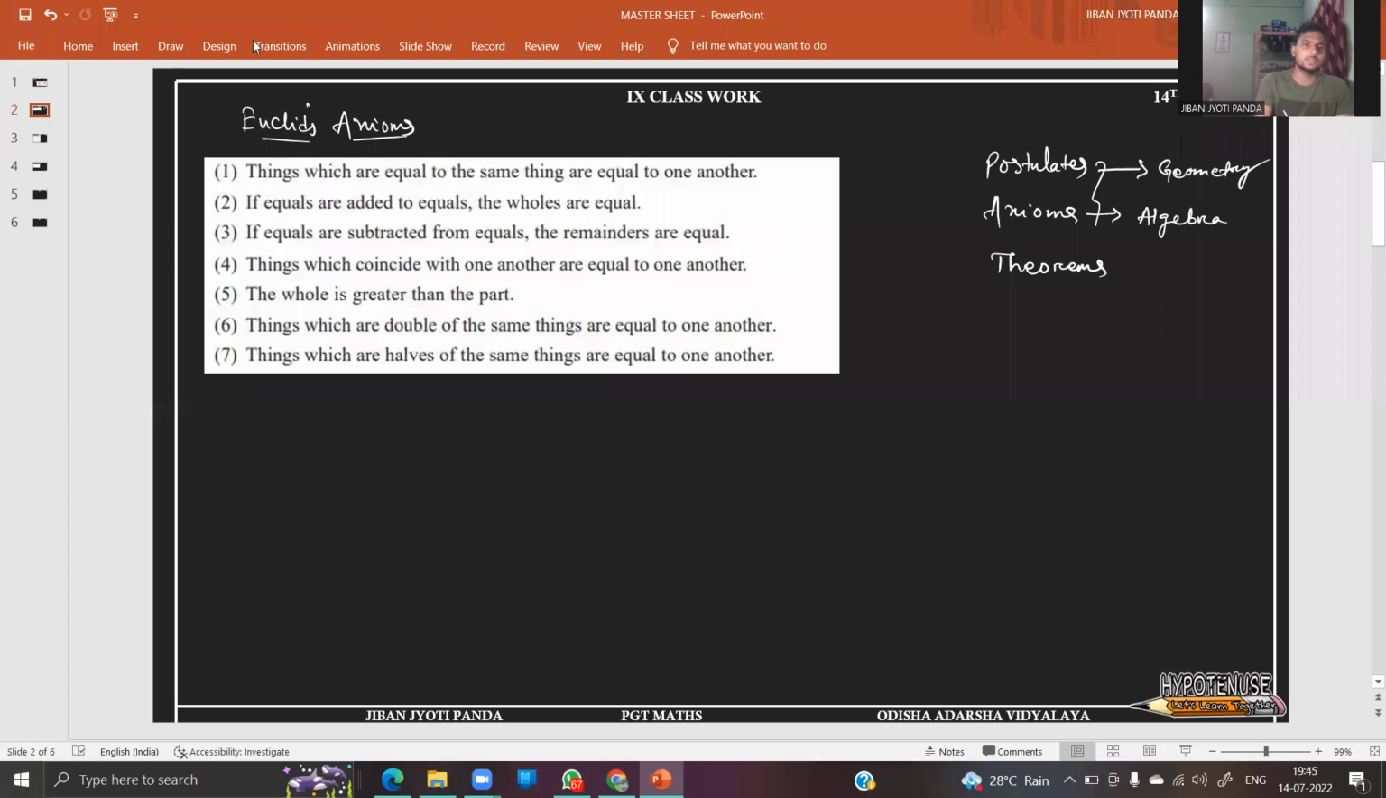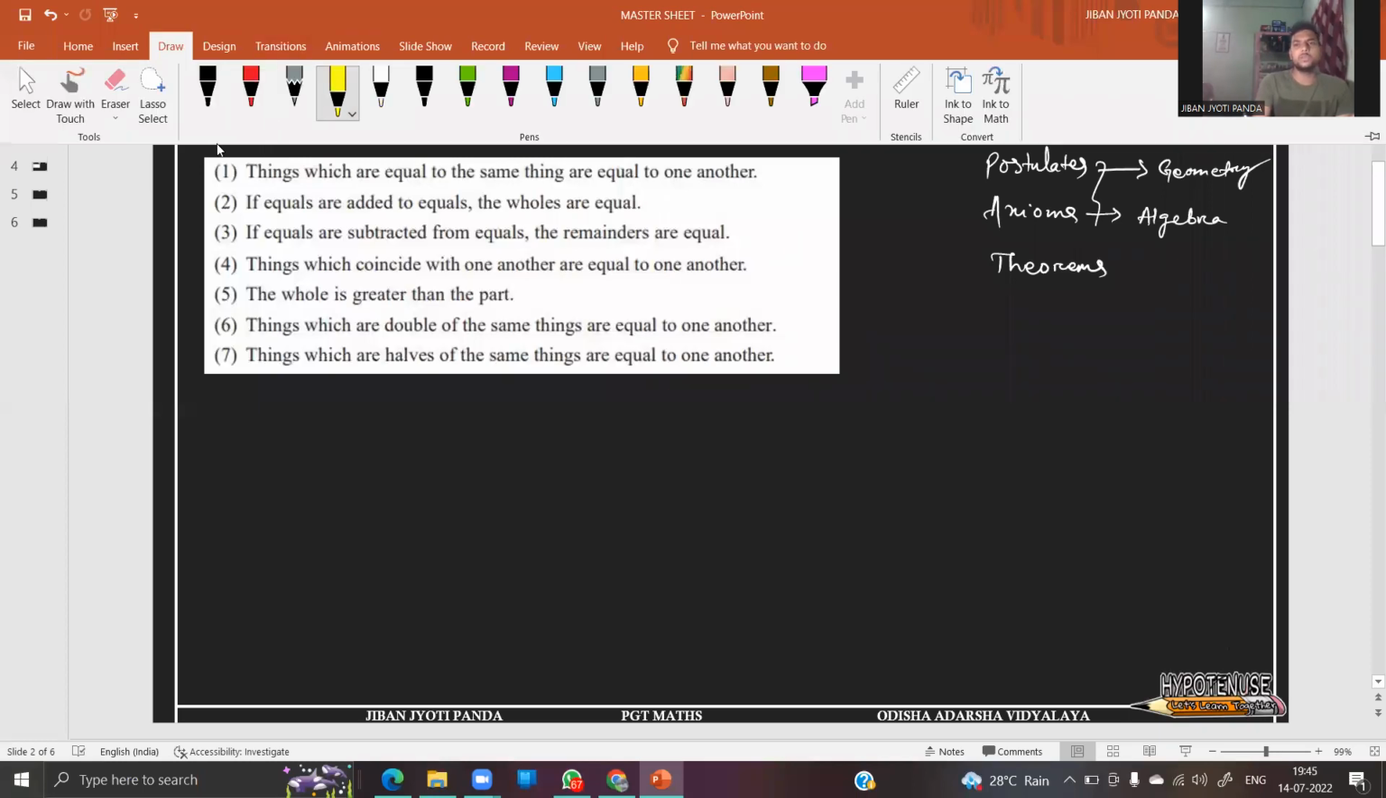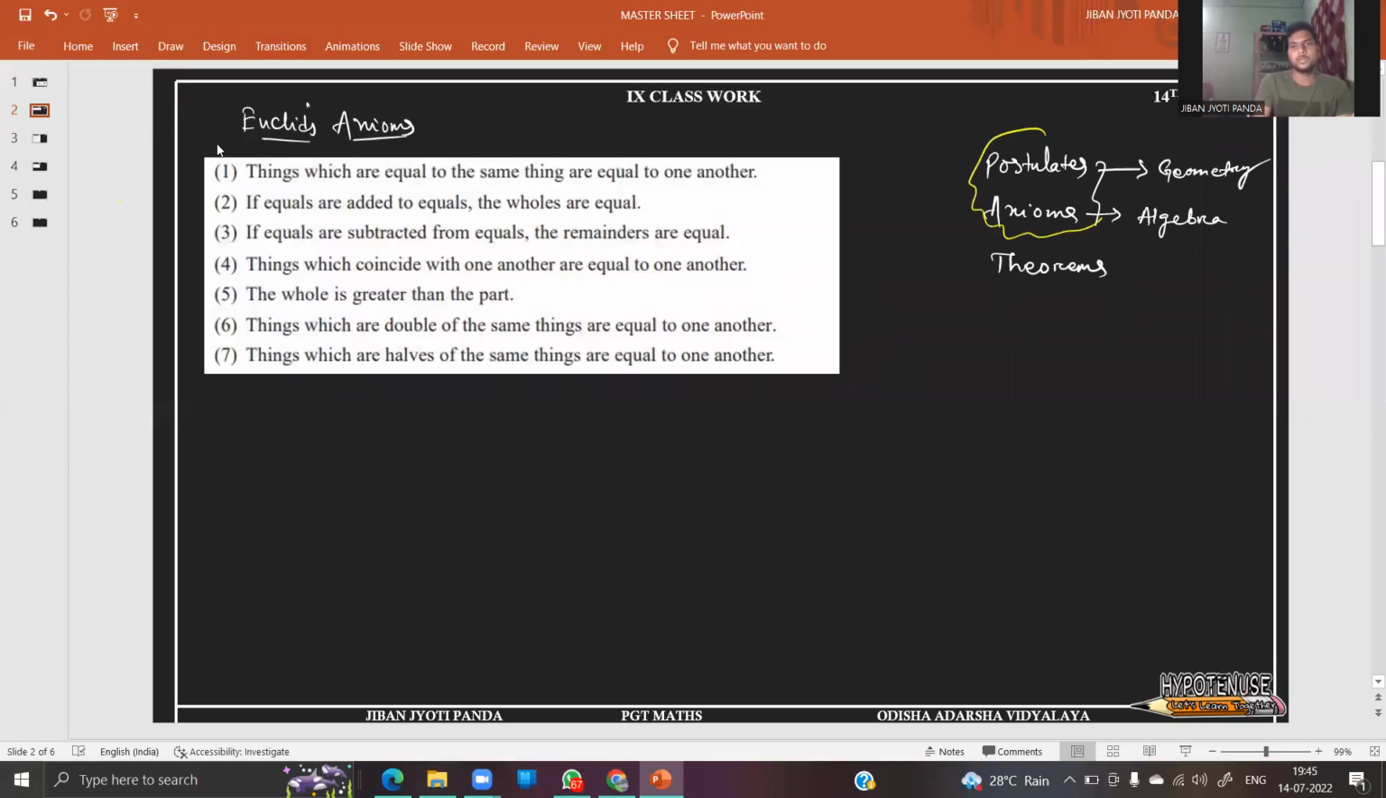You can write somewhere else: they are true statements without any proof. Okay, without any proof. कोई भी proof consider ना करते हुए ये true statements होते हैं.